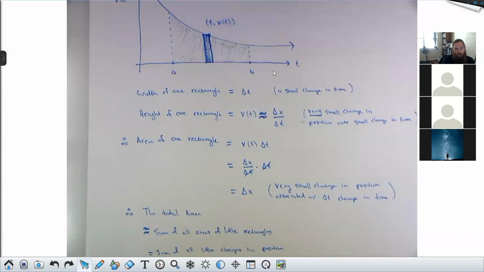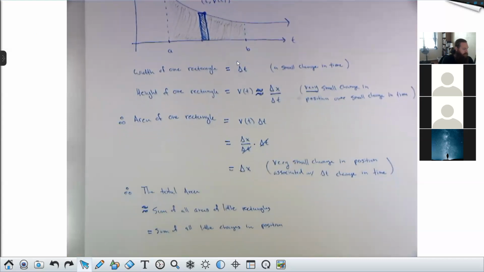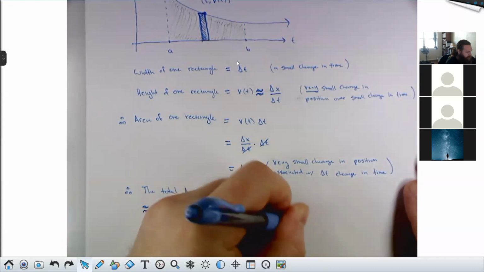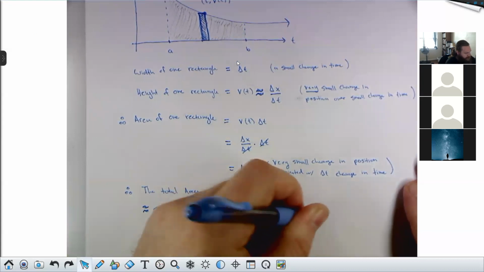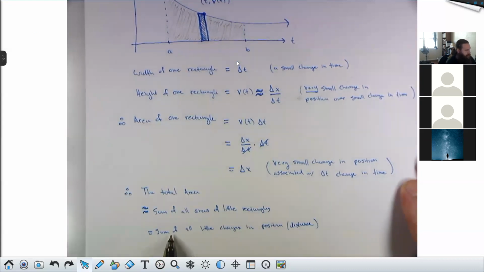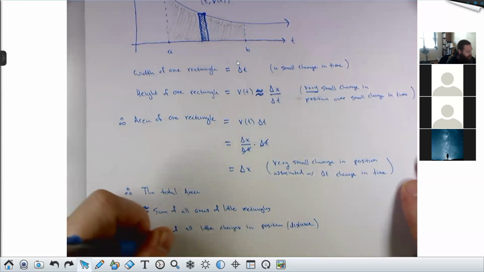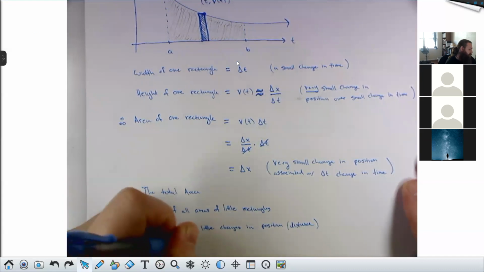And if you add up all of those little rectangles, you're adding up all those little distances, all those little changes in position. Change in position, remember, is a distance. So when you sum all the little distances, you get the total distance traveled.